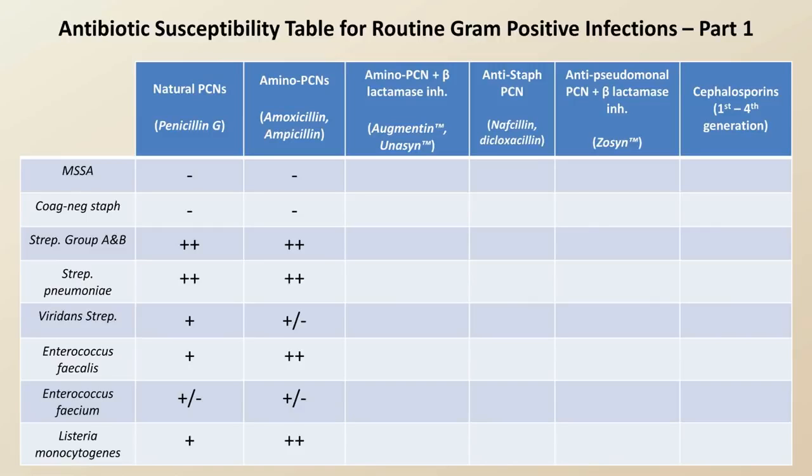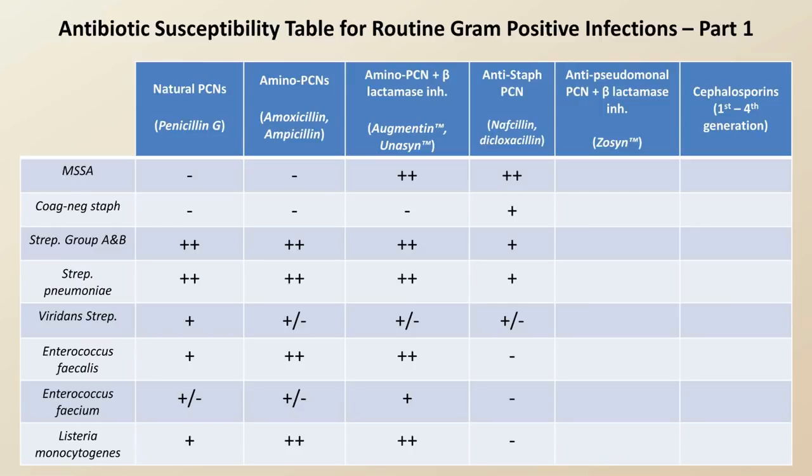When an aminopenicillin is combined with a beta-lactamase inhibitor to create either Augmentin or Unasyn, good MSSA coverage is now added. The anti-staph penicillins nafcillin, oxacillin, and dicloxacillin are next, and as you might have guessed, have excellent MSSA coverage and fair coag-negative staph coverage. Although there is some strep coverage, one would not use an anti-staph penicillin for an infection known to be caused by streptococcal species, as there are better beta-lactam options for that.